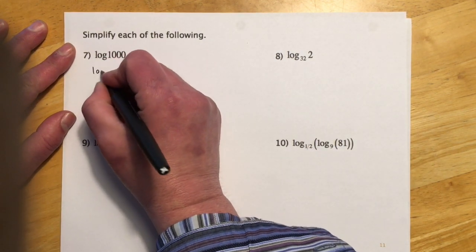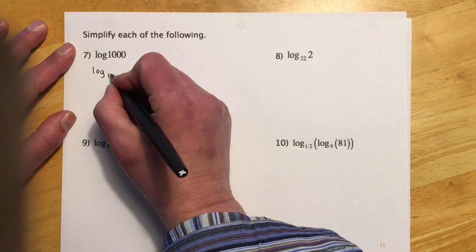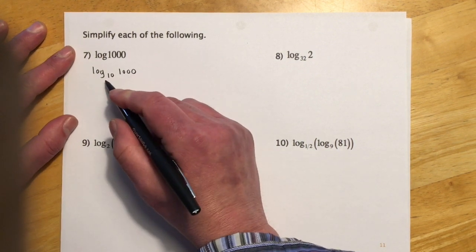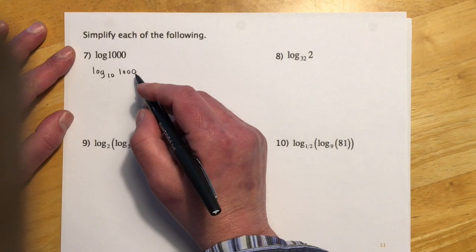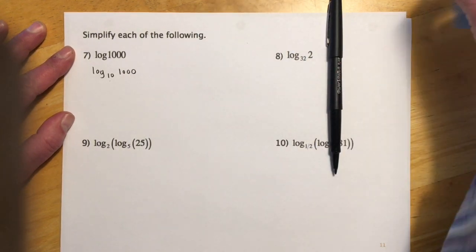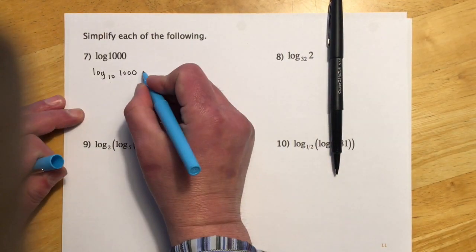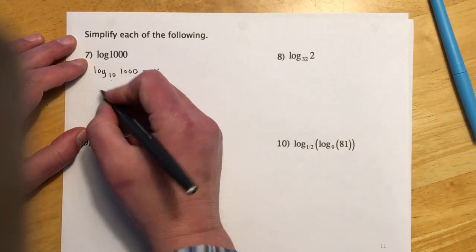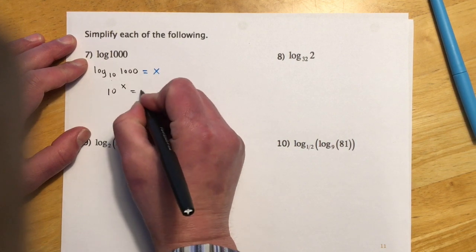So this is log. There's nothing there, so that's that base 10 we were just talking about. So this is what power do I raise 10 to get 1,000? And if that's kind of hard for your brain, you can just invent an x and throw it over here and write it in exponential form. 10 to the x makes 1,000.